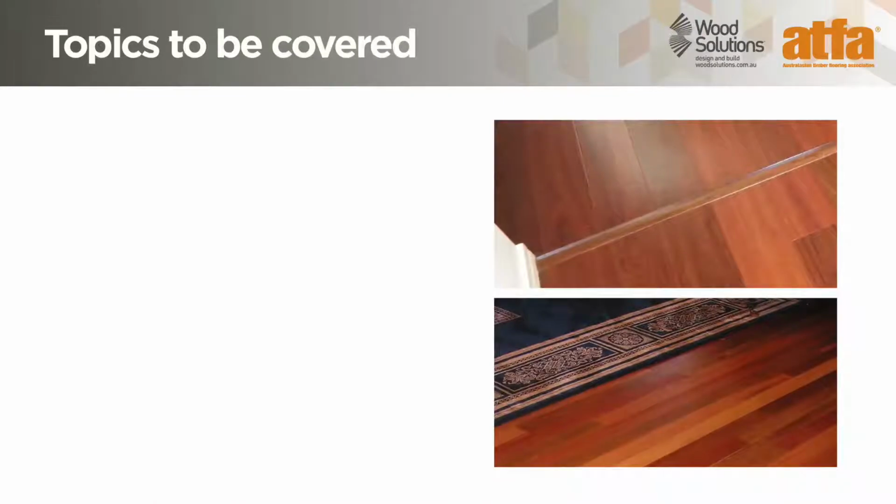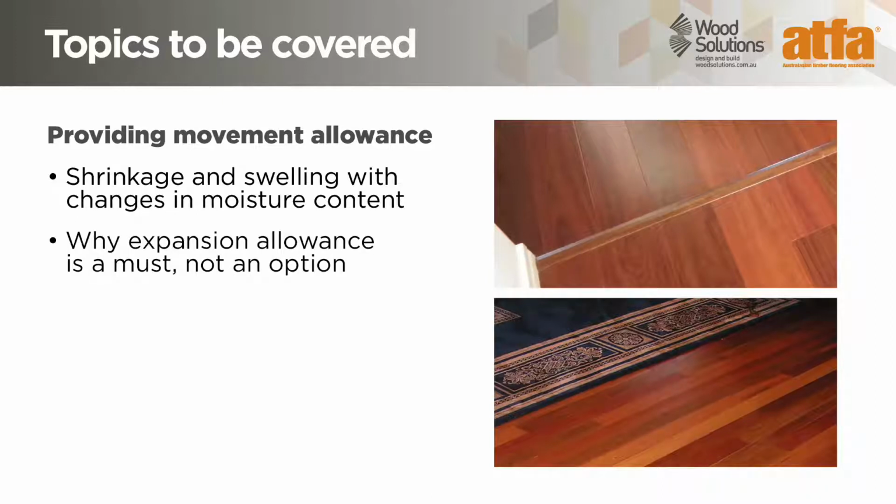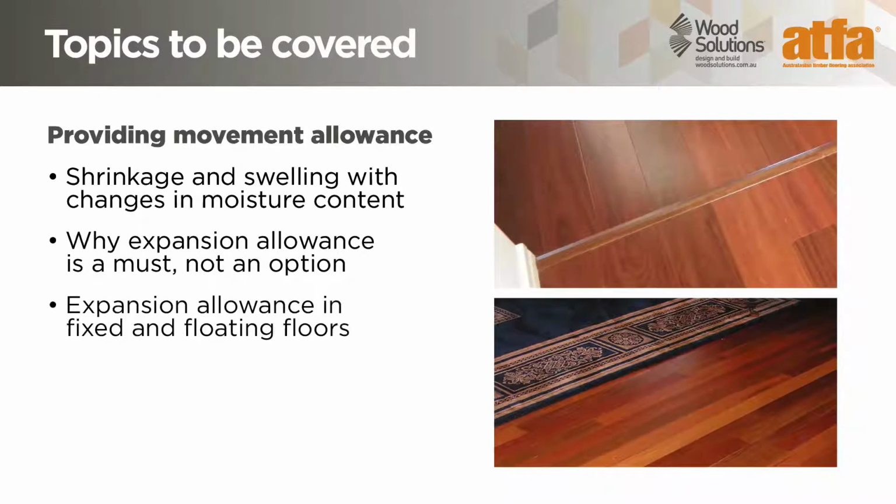Allowing for floor expansion and shrinkage. In this module, we will examine the properties and effects of floor movement. Floors move because timber expands and contracts in response to seasonal variations in humidity and temperature. We will cover 3 areas of movement in this module: shrinkage and swelling due to changes in moisture content, why expansion allowance is a must, not an option, and expansion allowance in fixed and floating floors.